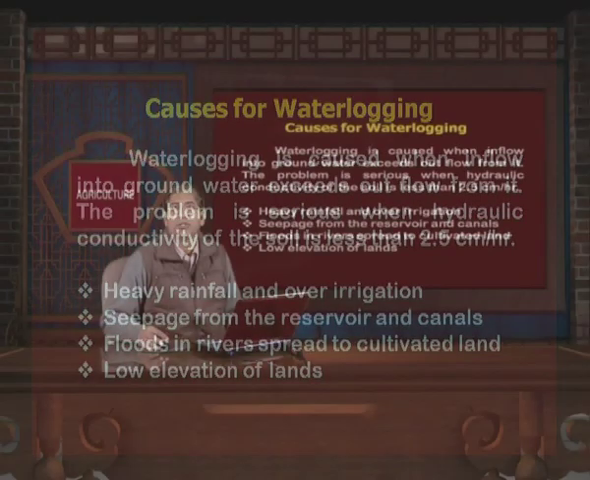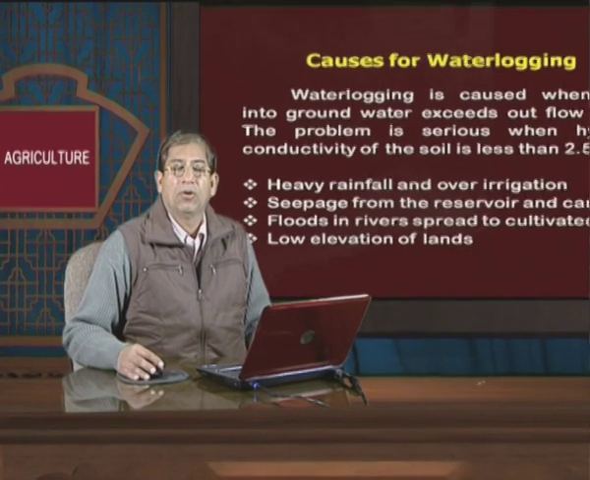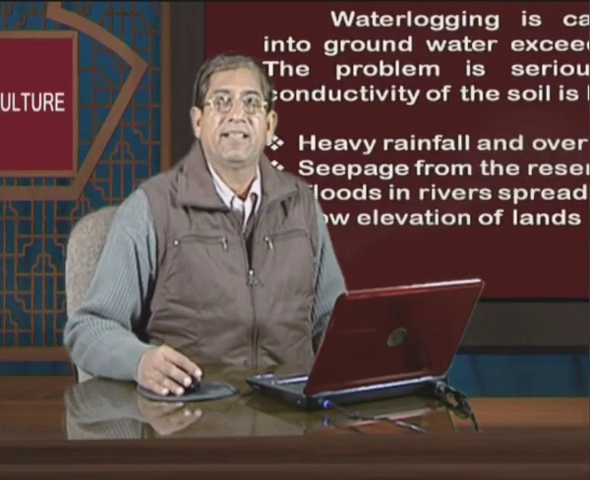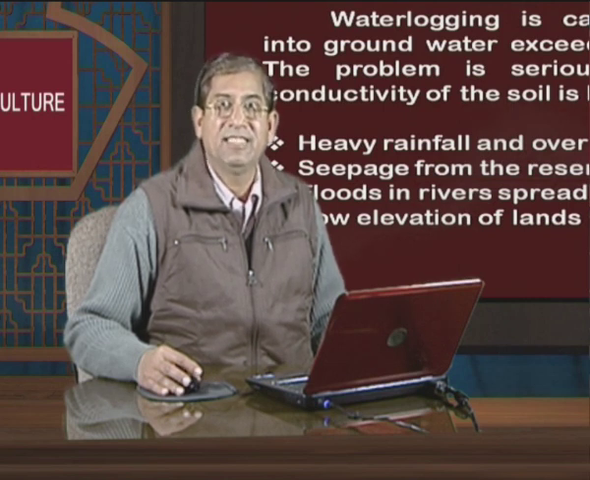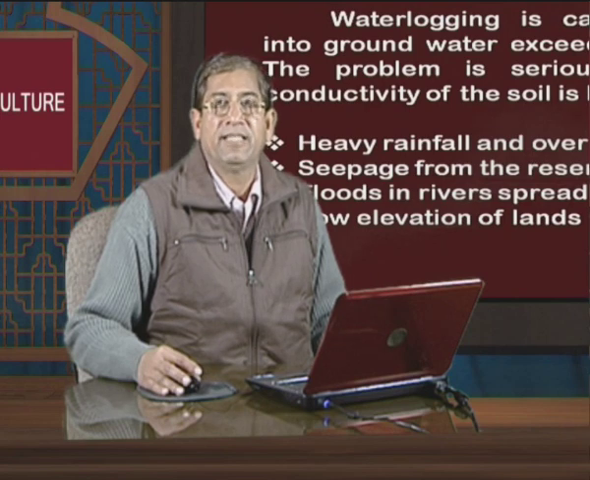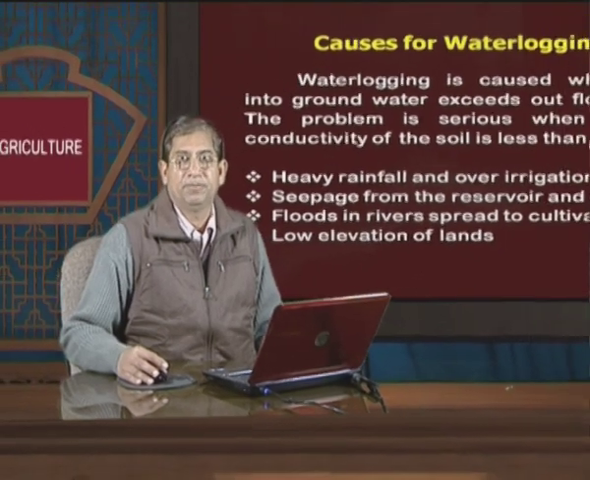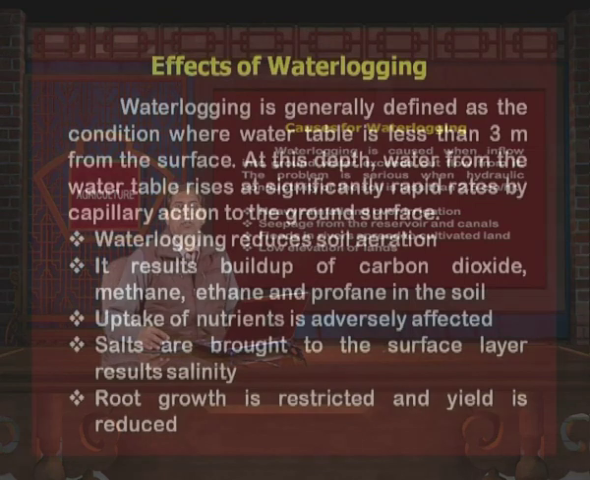Whenever there is continuous rainfall and heavy rainfall or over irrigation, or whenever in low lying land there is inflow of water from the surrounding areas, generally the inflow of water in the soil is more than its outflow, and under these conditions water accumulates on the surface of the soil as well as in the root zone depth. This water is responsible for waterlogging.